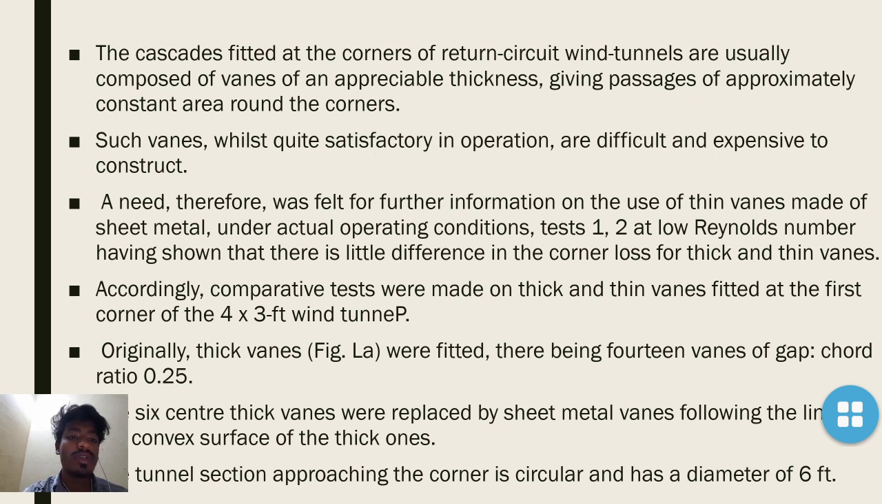A need was therefore felt for further information on the use of thin vanes made of sheet metal under actual operating conditions. Tests at low Reynolds number had shown that there is little difference in the corner loss for thick and thin vanes. Accordingly, tests were made on thick and thin vanes fitted at the first corner of the 4 by 3 feet wind tunnel. Originally, thick vanes were fitted, there being 14 vanes of gap-chord ratio 0.25.